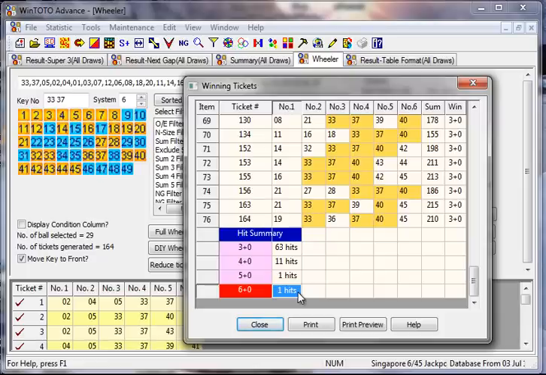No, from here, I want all of you to understand is that the possibility of getting a winning is always high. So do take note. All you need to do is get a Wheeler.